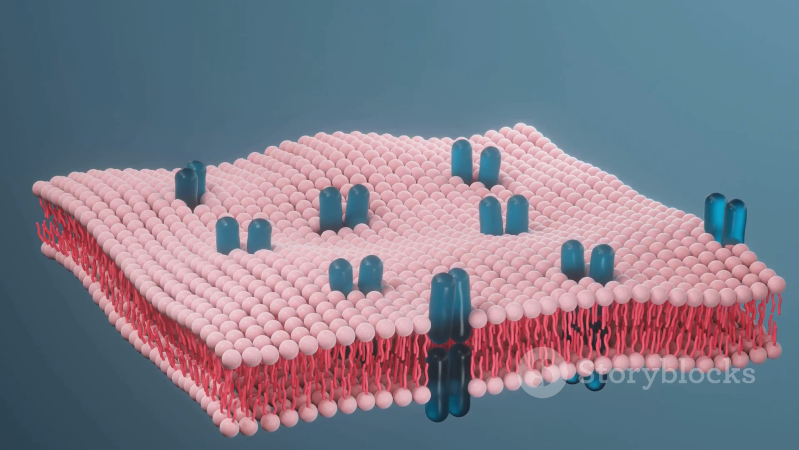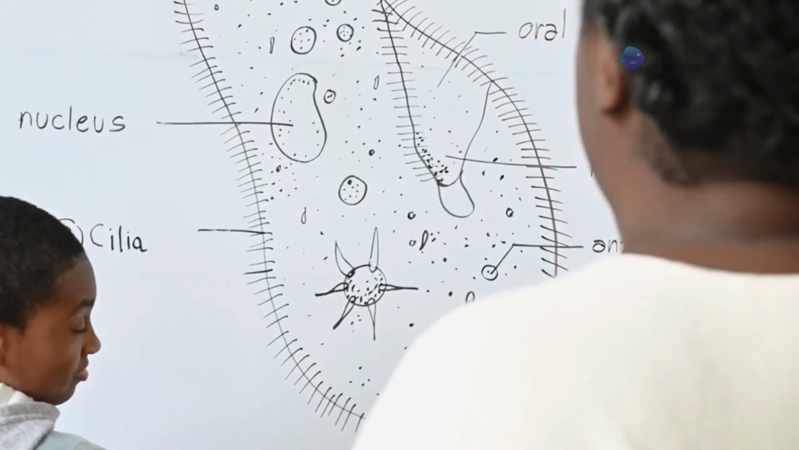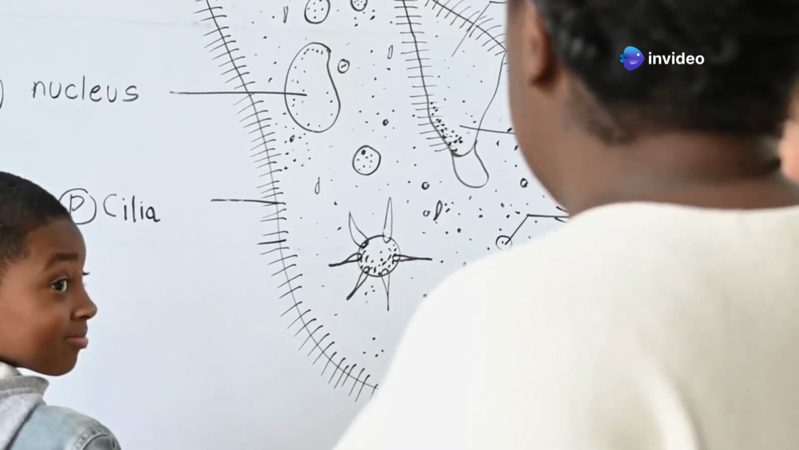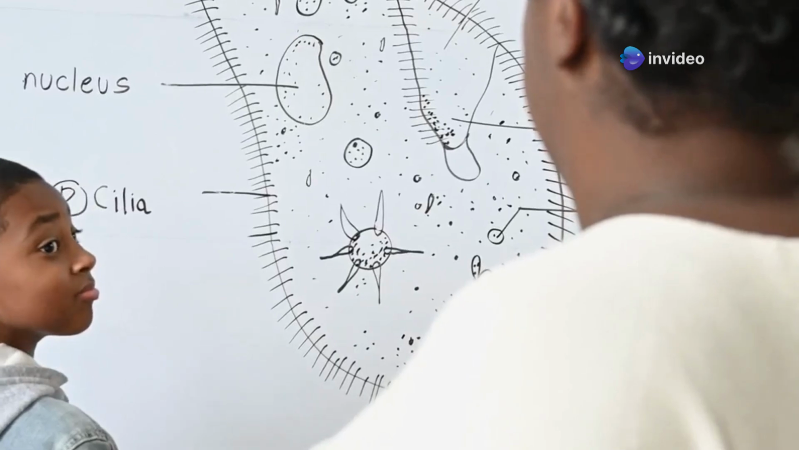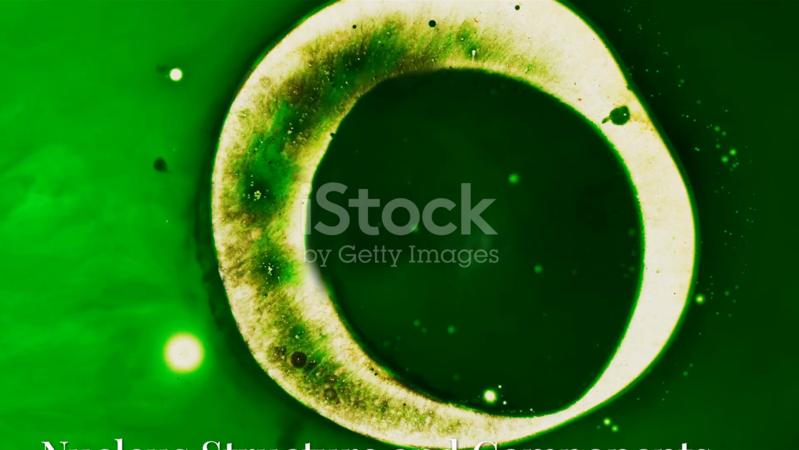Organelles with a limiting membrane include the endoplasmic reticulum, Golgi apparatus, lysosome, peroxisome, centrosome and centrioles, secretory vesicles, mitochondria, and the nucleus. Organelles without a limiting membrane include the ribosomes and cytoskeleton.